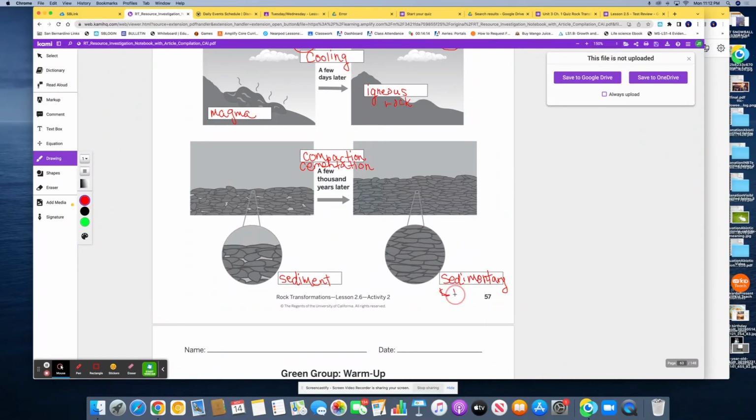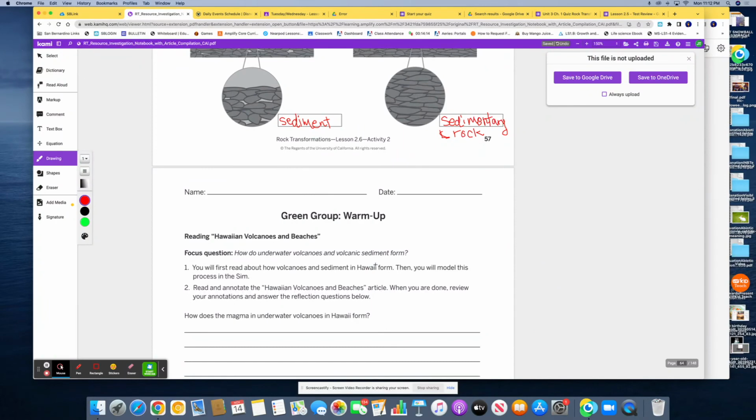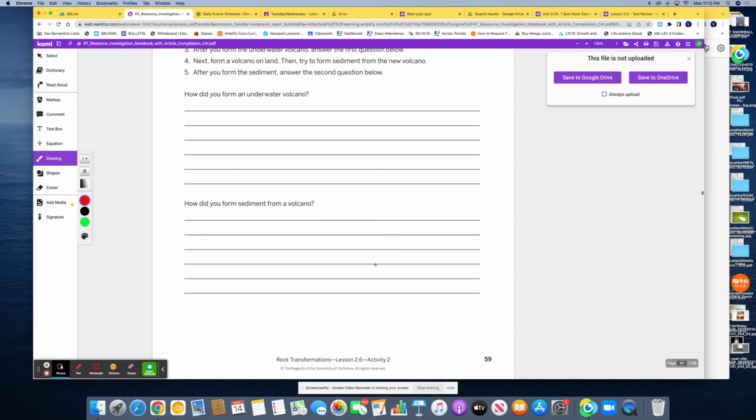Oops, darn it. Sedimentary rock. Okay. All right.